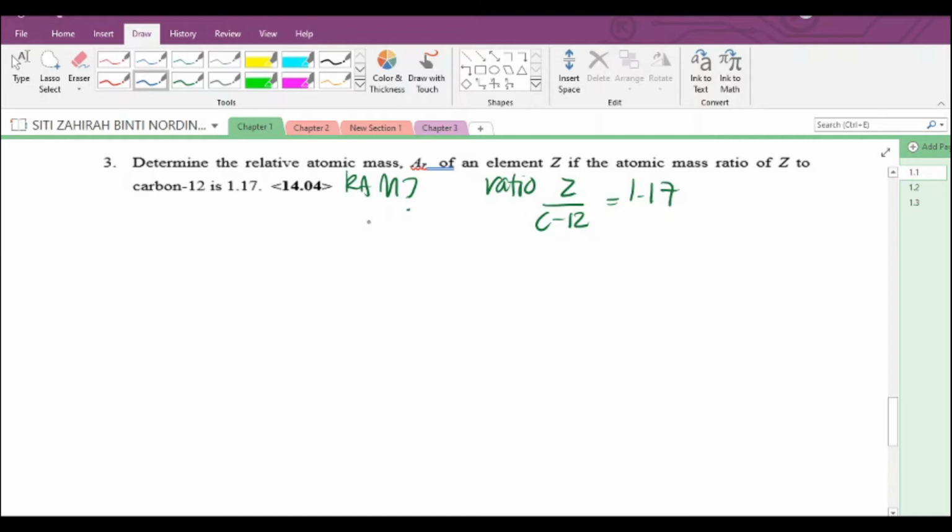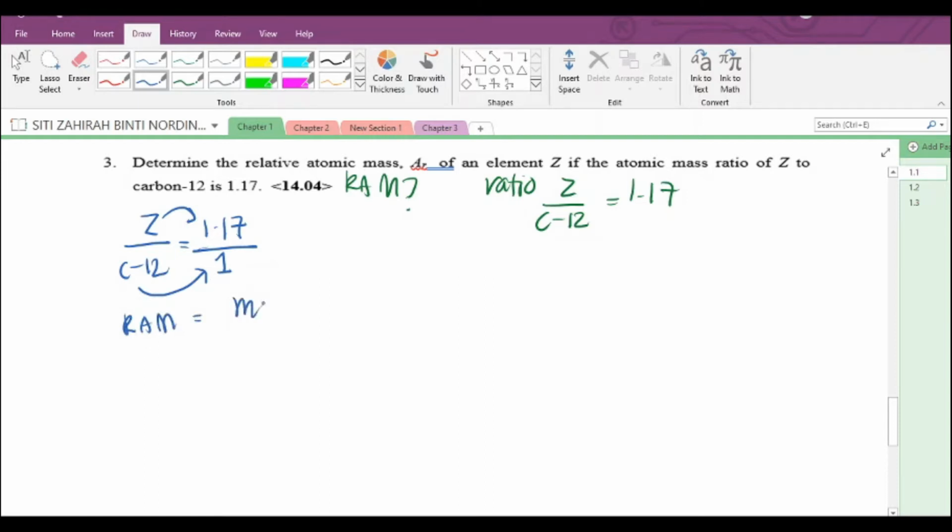So for this question, the mass for carbon-12 is not 12 anymore. Okay, and why is that? It is because for the ratio of Z over carbon-12 equals 1.17, it must be over 1. So the mass of Z is 1.17 and the mass for carbon-12 is 1. So let's figure out the relative atomic mass.